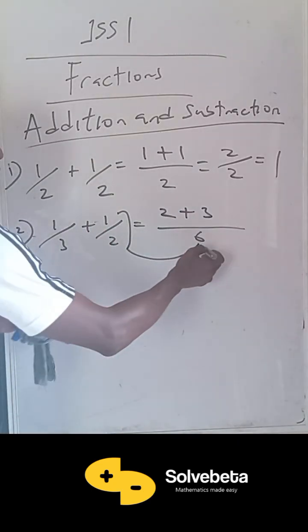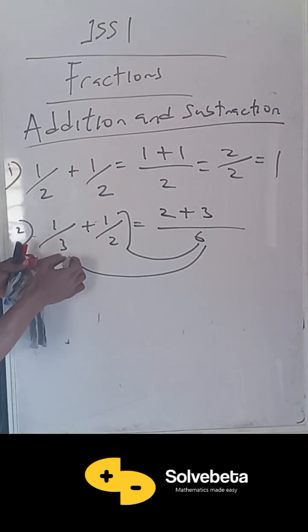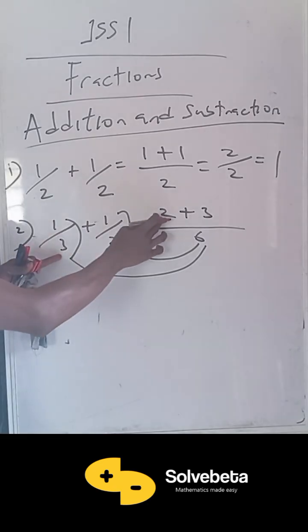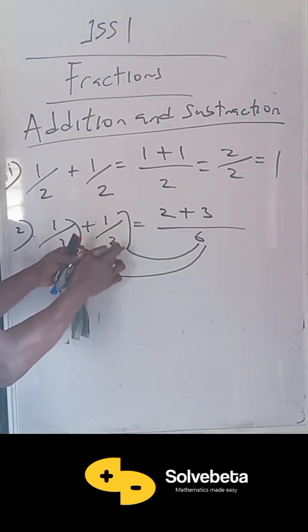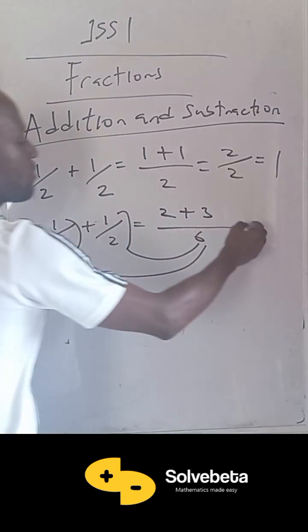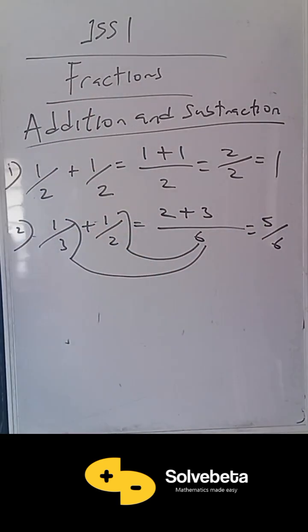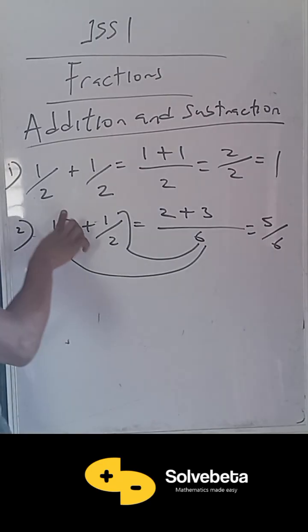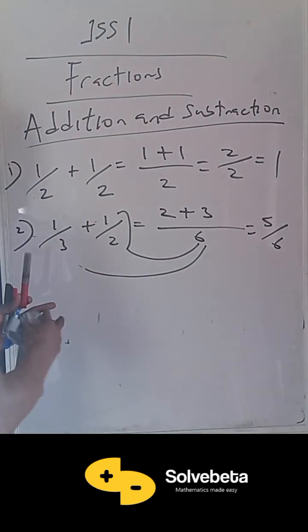First, what did I do first? 6 divided by 3, 2. 2 times 1 is what? 2. I got this 2. 6 divided by 2 is 3. 3 times 1 is what? 3. So that's how it is. Since I'm adding that, so I have what? 5 over what? 6. That's what was done.